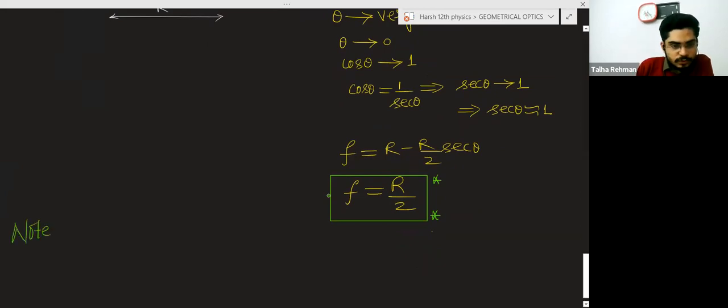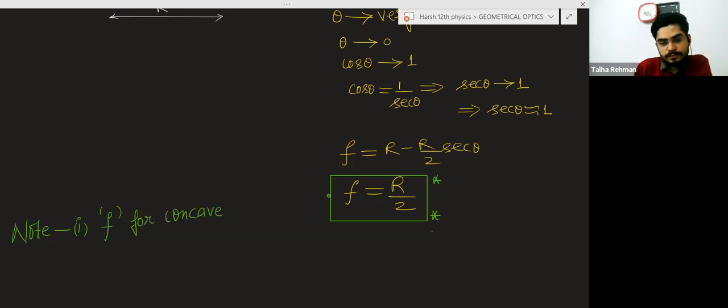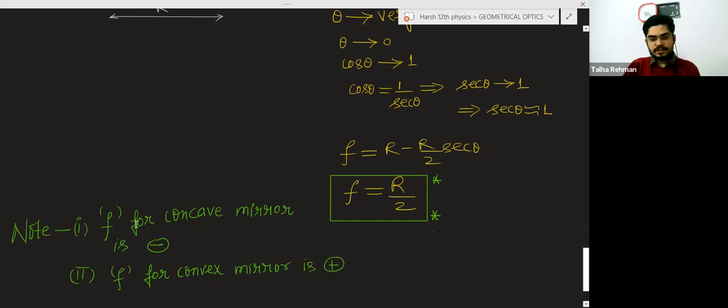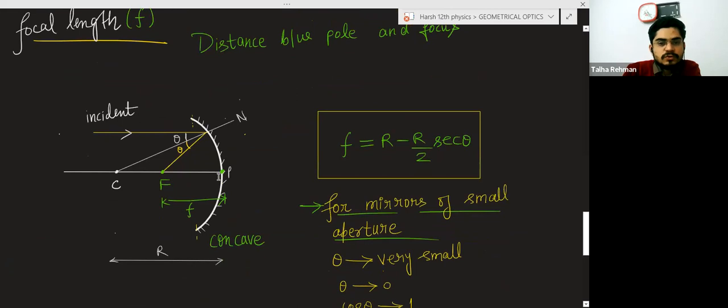Okay, there is one note point here. Focal length for a concave mirror is negative. Focal length for a convex mirror is positive. Why this is so, we will see when we first study the sign convention, and after that we will measure the distance between the pole and the focus and see whether it is negative or positive according to the sign convention. Okay, so write down this.